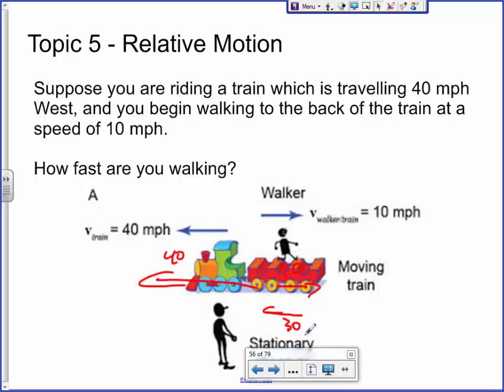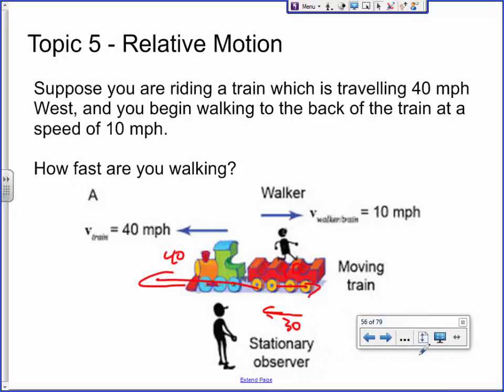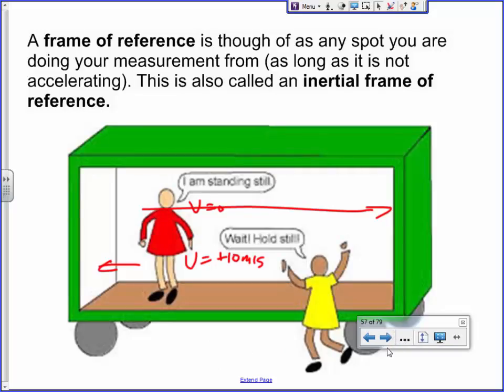But it depends on your perspective. Do you think you're traveling 30? Well, no, you think you're walking 10. Right? You think you're walking 10 that way, but really because you're inside the train that's going this way, you're actually going this way from the outside perspective. So perspective sometimes really matters when it comes to answering some questions. So same thing with this one here.